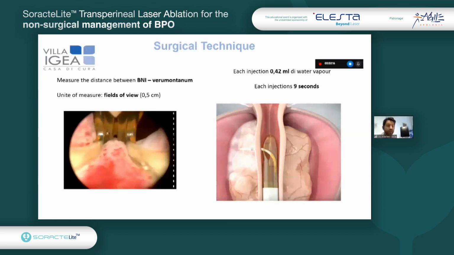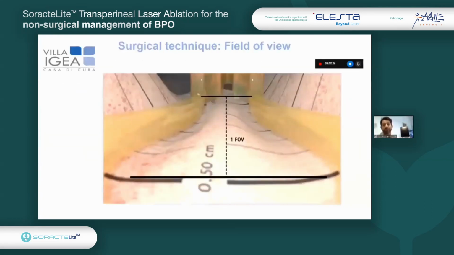Our unit of measure is the field of view. One field of view is 0.5 centimeters, so 5 millimeters. I have a slide that demonstrates it. Basically, you go from the tip of the delivery device to this point of the branches. This is one field of view.